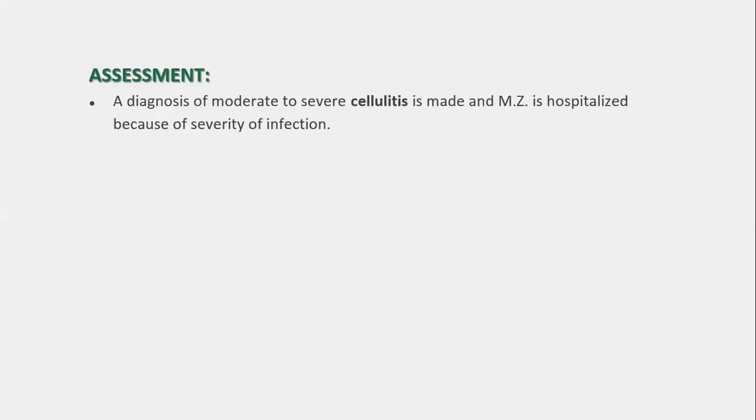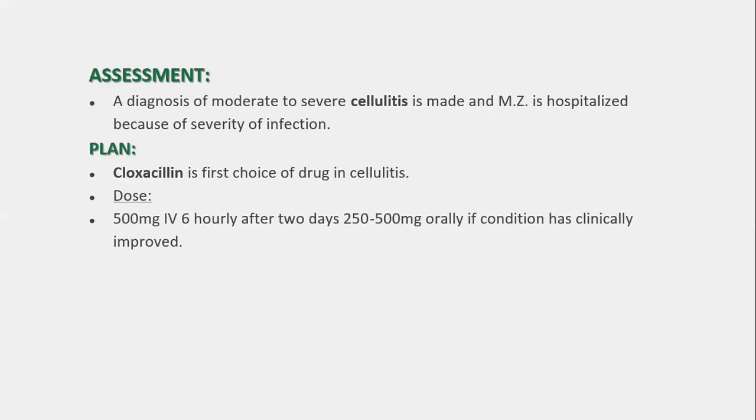Assessment: there is a moderate to severe cellulitis and the patient is hospitalized because of severity of infection. Plan: Cloxacillin is the first choice of drug in cellulitis and the dose is 500 mg IV 6 hourly. IV is recommended as the patient is in severe pain and there is a severe infection also. To mitigate the condition, we are giving cloxacillin IV, 6 hourly and 500 mg. But after 2 days, if condition has clinically improved, we will switch to 250 mg or to 500 mg orally.